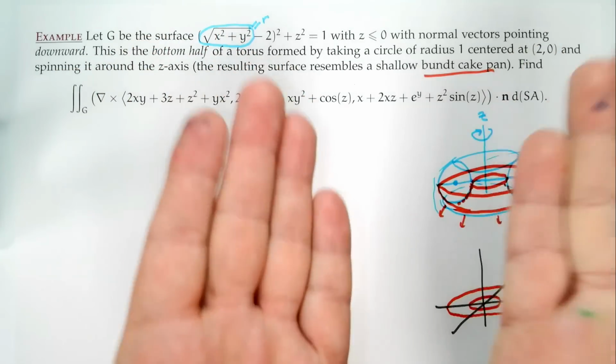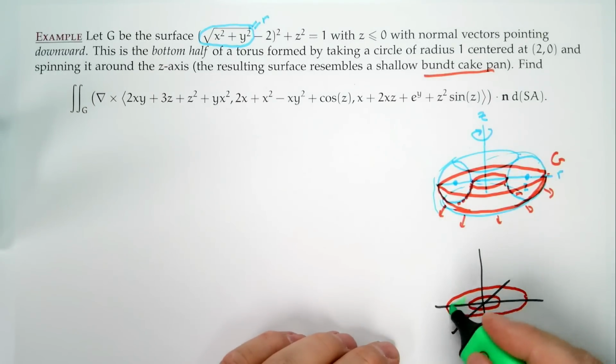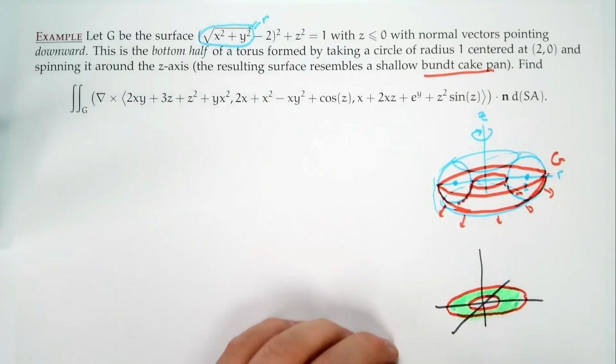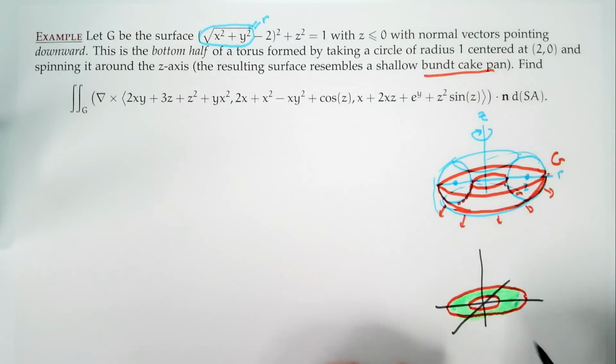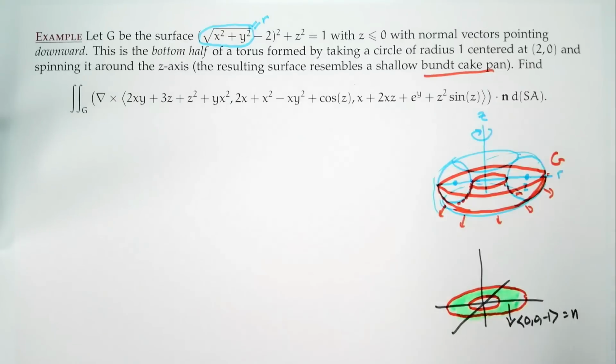So in other words, flatten it out. If you flatten it out, what you get is a very simple annulus, which is a fancy way of saying a flat donut. So it's a region between two circles. So that's our region. Now, what's our normal vector? Our normal vector is going to point straight down, so it's going to be 0, 0, negative 1. That's n.